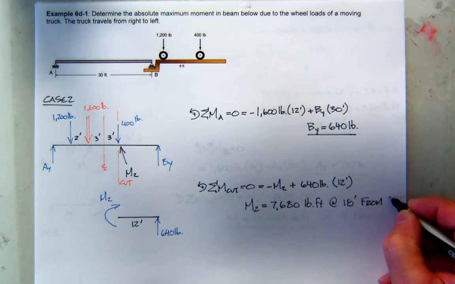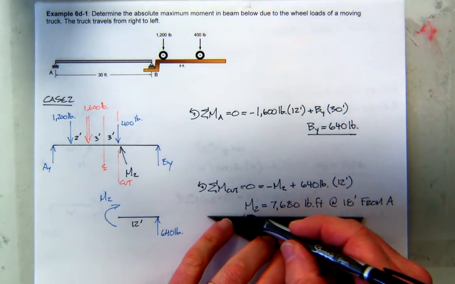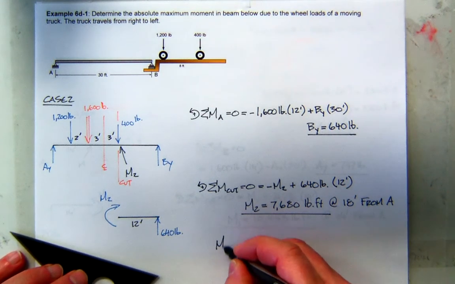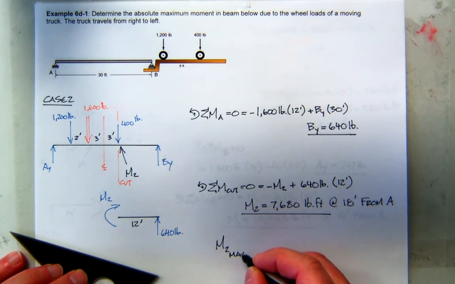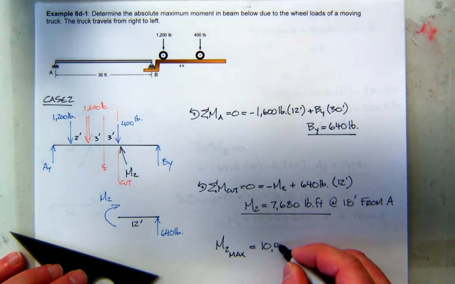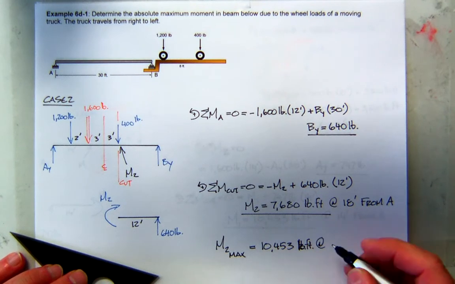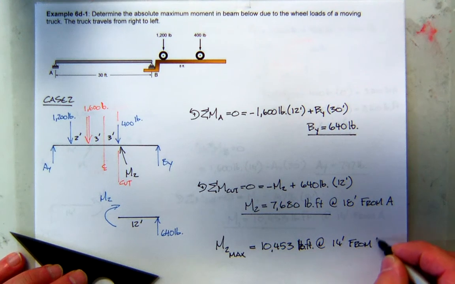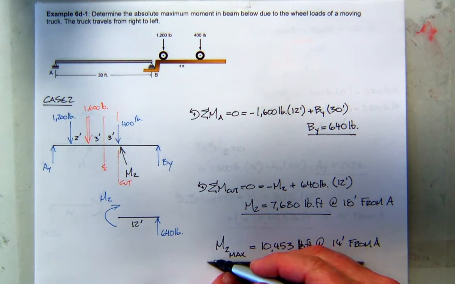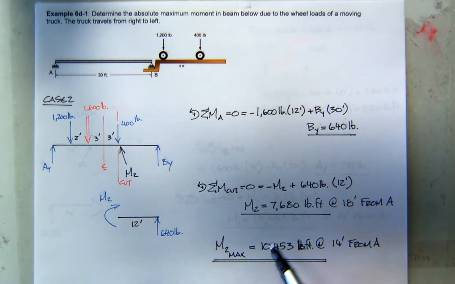So again, location and value. But flipping back, what was our previous one? I think it was 10,000. So the max moment would be 10,453 pound feet at 14 feet from A. And that is the solution to the problem. Magnitude and location.